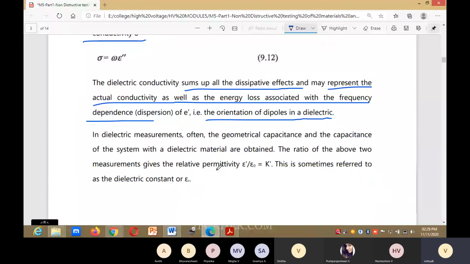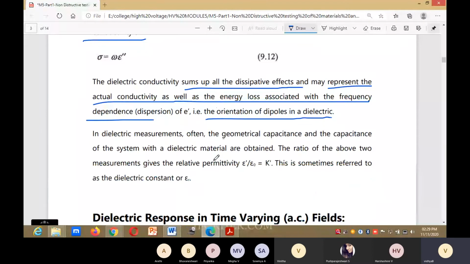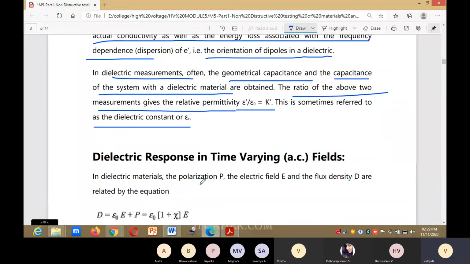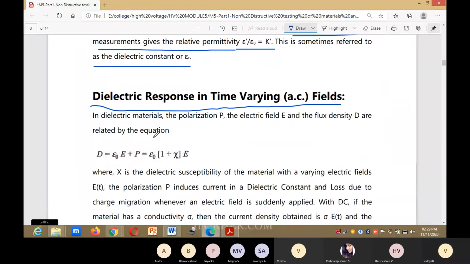In dielectric measurements, often the geometrical capacitance and the capacitance of the system with the dielectric material are obtained. The ratio of the above two measurements gives the relative permittivity, that is epsilon dash divided by epsilon naught is equal to K dash. This is sometimes referred to as the dielectric constant or epsilon r. Next topic is dielectric response in time varying AC fields.